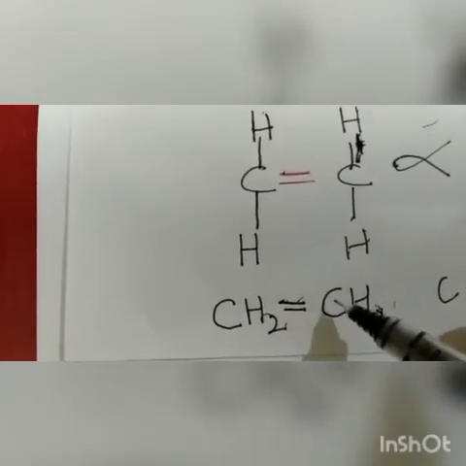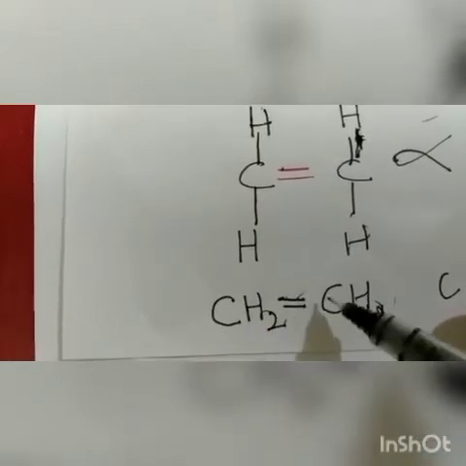So this carbon, these are the 2 electrons. This carbon also, these are the 2 electrons. So on these carbons, 2 electrons are shared with the other carbon atom, and the 2 remaining are shared with the hydrogen.